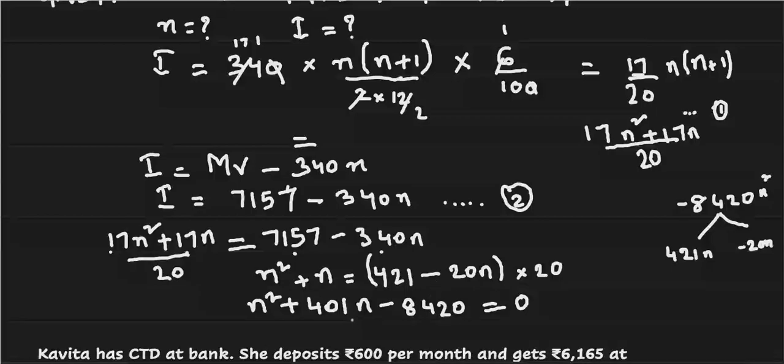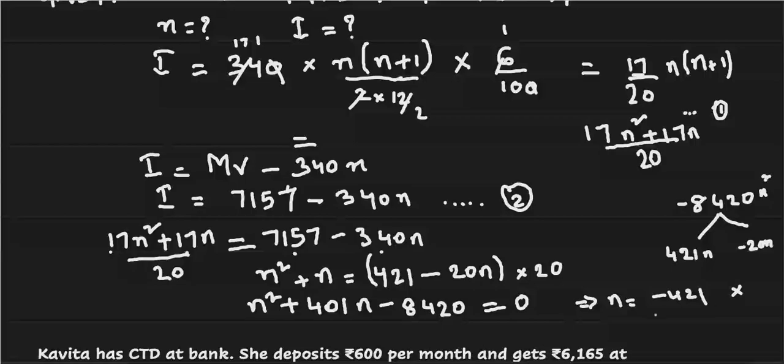So once you split 401 as 421 minus 20, you should know how to do the factorization here from grade 9. That's why I'm not doing all the steps here. Let's focus on the main part here. So n value, you will get negative 421.